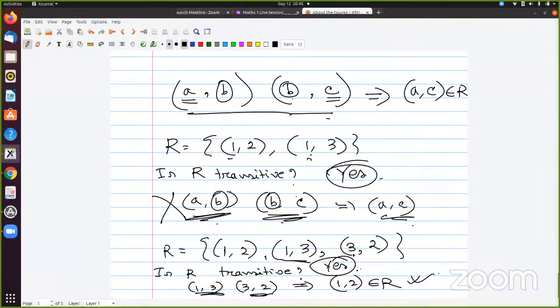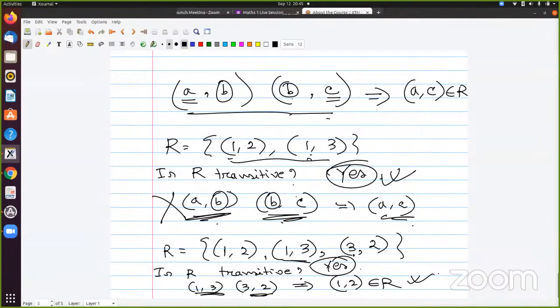Is it clear to everyone? Yes, sir. For transitive, we can say minimum 3 pairs are needed. No, this is what I have said. I have given you an example of a transitive relation where we don't need 3 pairs. There are 2. 2 is less than 3, so 3 is not the minimum.